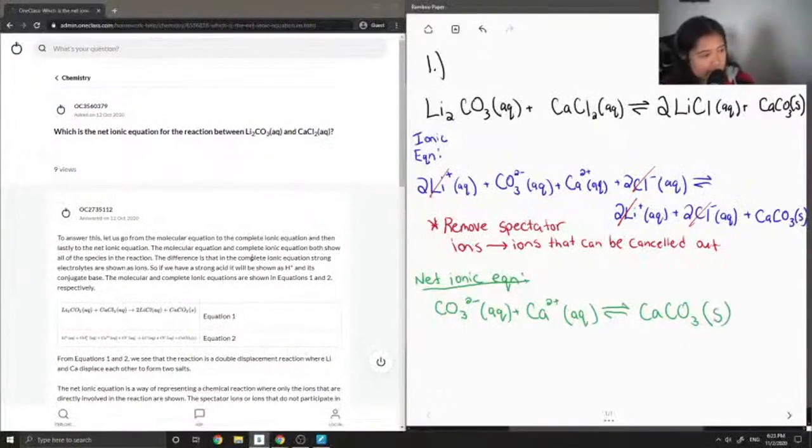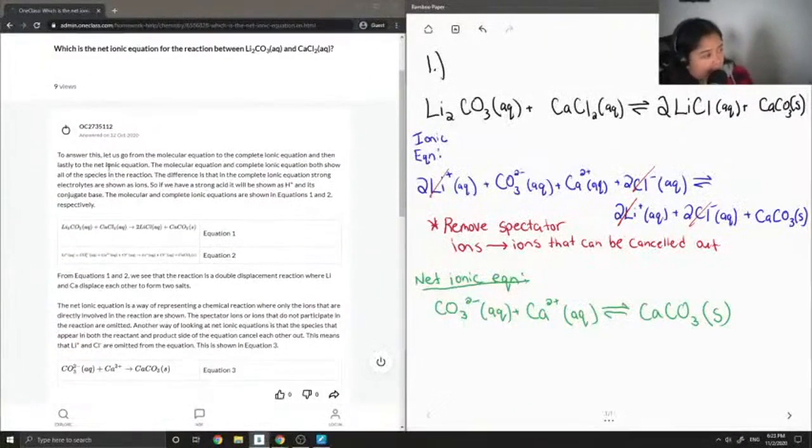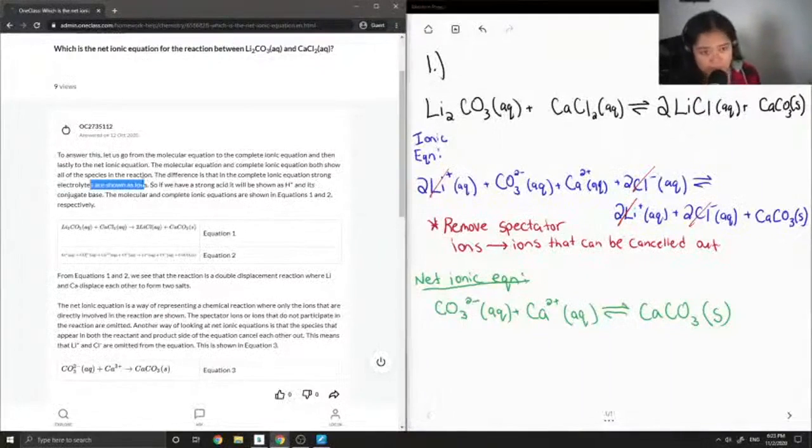So let's see what the junior tutor said. To answer this, let us go from the molecular equation to the complete ionic equation, and then lastly to the net ionic equation. The molecular equation and complete ionic equation both show all of the species in the reaction. The difference is that in the complete ionic equation, strong electrolytes are shown as ions. So in our case, a strong electrolyte was the lithium carbonate and the lithium chloride. If we have a strong acid, it will be shown as H+ and its conjugate base. The molecular and complete ionic equations are shown in equations 1 and 2 respectively.